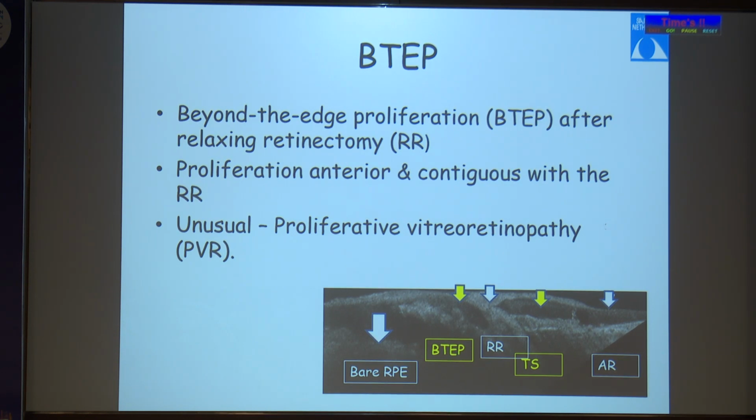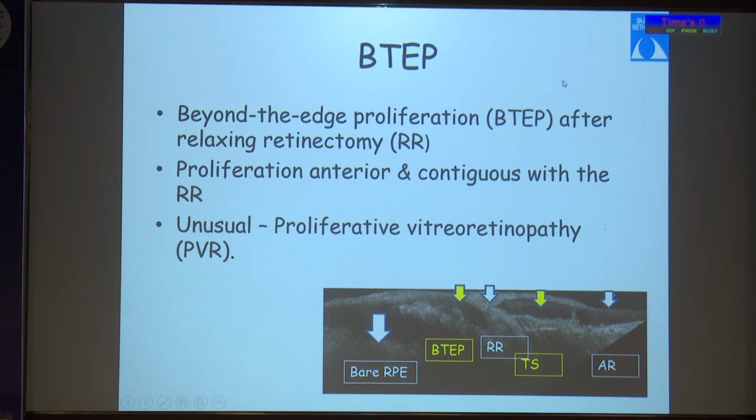BTEP, what is that called? Beyond the edge proliferation. So after a relaxing retinotomy, what we get is called as beyond the edge proliferation. One must be very cautious about this. Why does this occur? Because the proliferation is anterior and it is contiguous with the relaxing retinotomy. It is an unusual, but it is called one of the types of proliferative vitreoretinopathy.